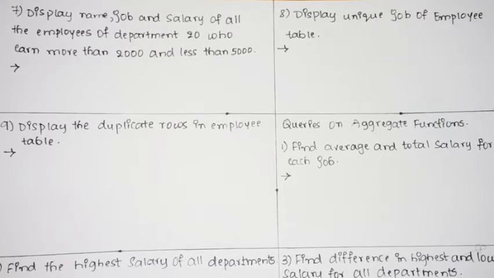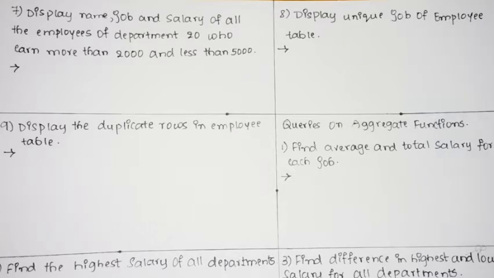So we shall see the seventh question on the select clause. The question is: you need to display the name, job and the salary for all the employees of the department 20 who earn more than 2000 and less than 5000. So this is the SQL query.